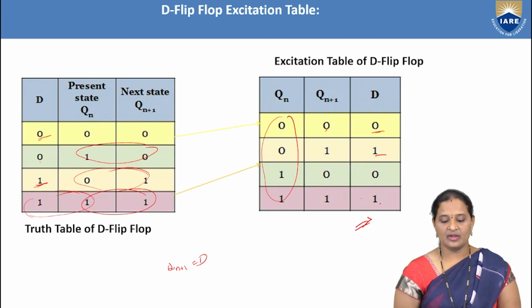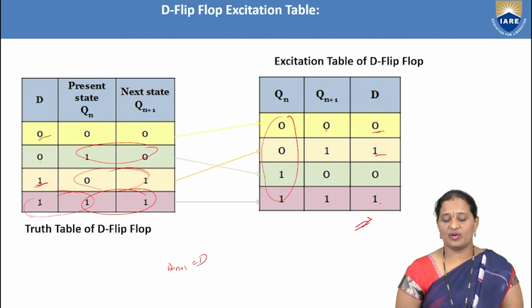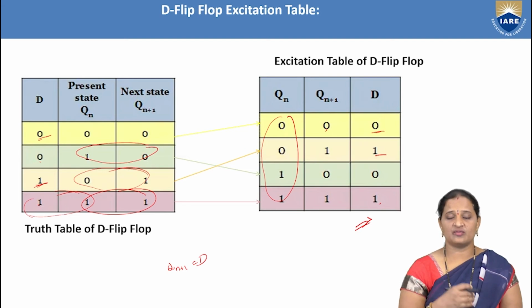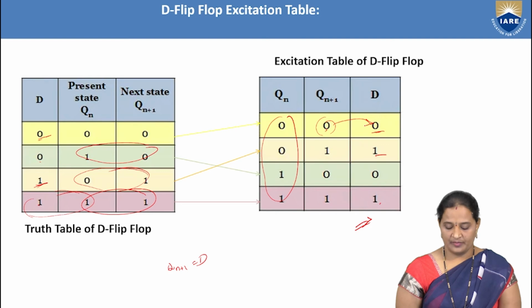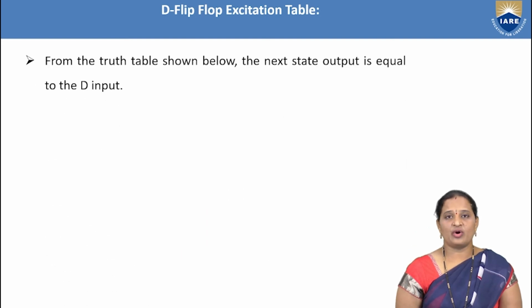So this is the excitation table of D flip-flop. This is very easy because, as I told you, the next state is equal to the data input. So irrespective of the present state, whatever the next state is, that is equal to the data input. So here, coming to the summary point.